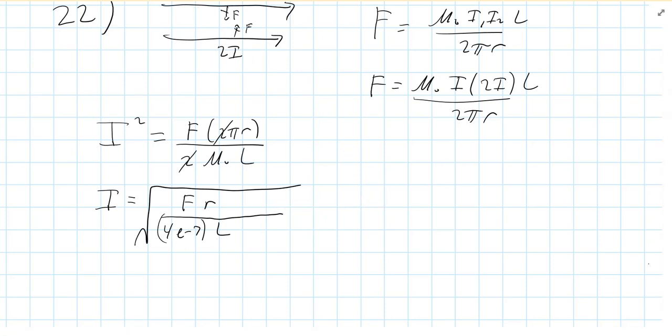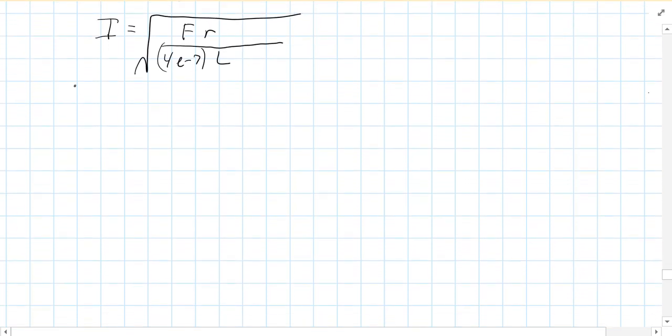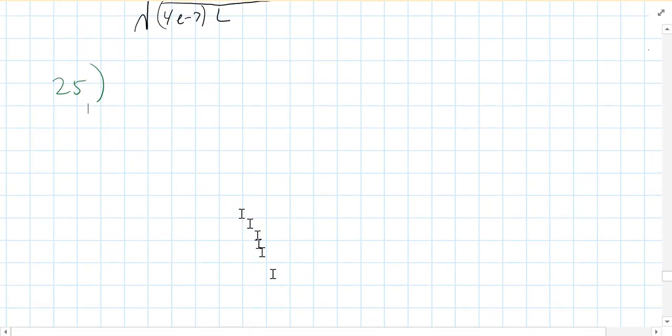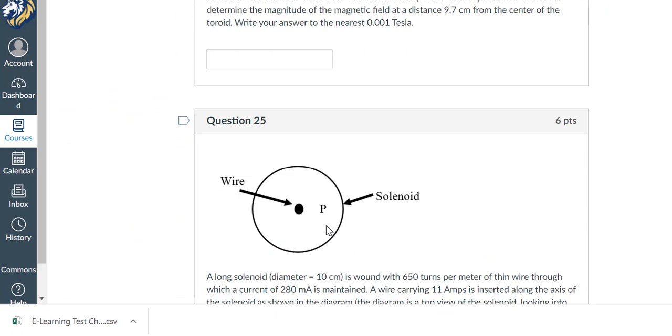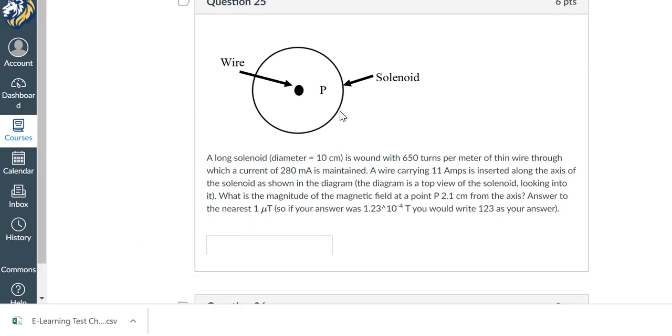And then the last one that was missed frequently was number 25. 22 of us got that right, so a little over a third. So this was the second hardest question on the test. So let me scroll down to that. For 25, they give you a solenoid and then a wire that runs along the axis of the solenoid. So let me recreate that here.